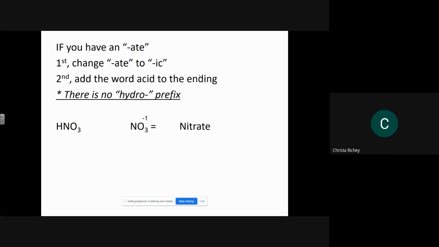Now, this is the other polyatomic ion with nitrogen in it. NO3 is the nitrate ion. I am going to replace ate with ic. So that would be nitric. There's no hydro, and then you just don't forget the word acid. You don't have any exceptions to the rule with this way.